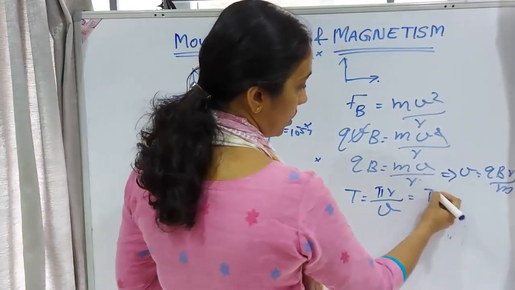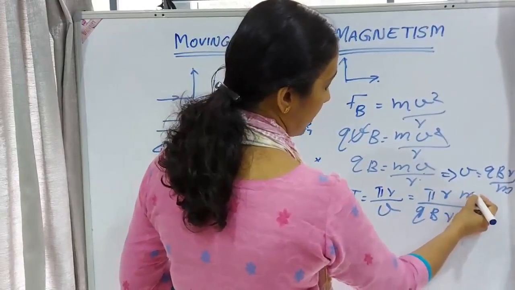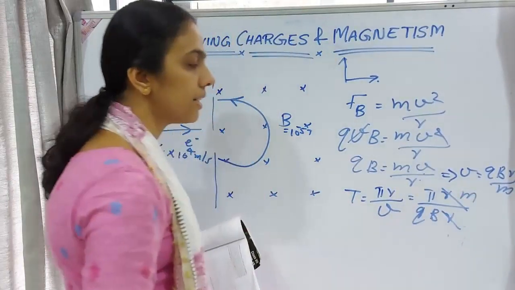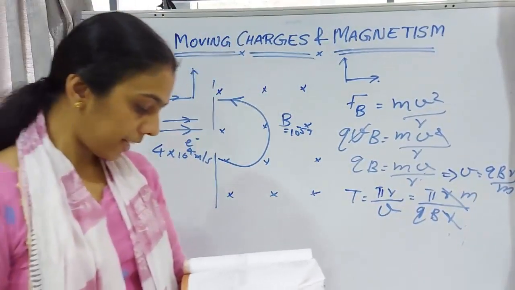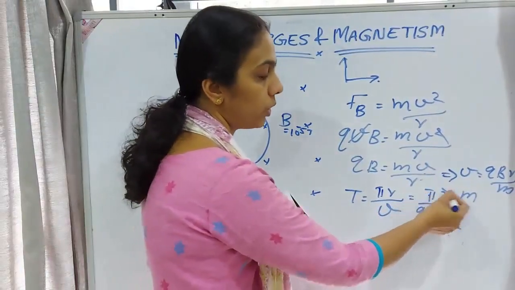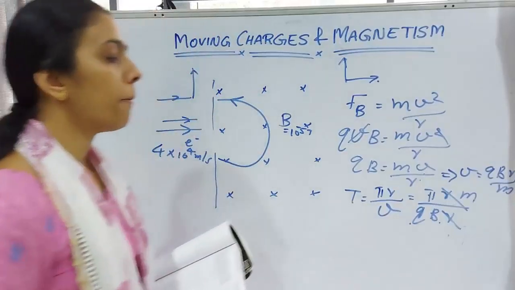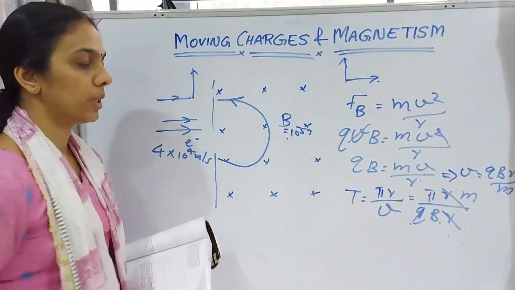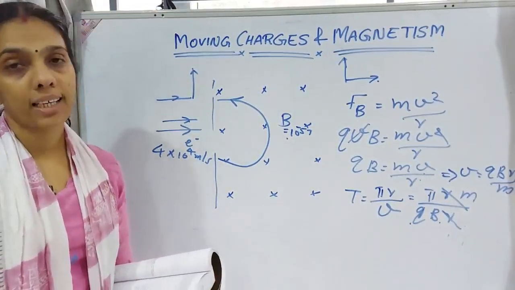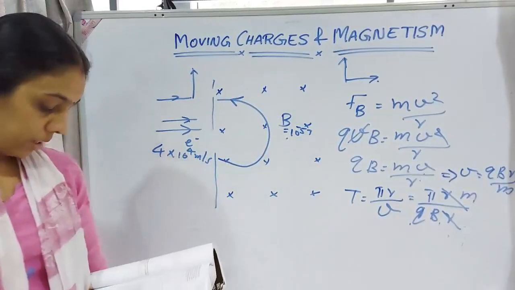Therefore, pi into r divided by qBr by m. m and m will get cancelled. See, we have the mass of electron, we have pi m divided by qB. Pi value we know, mass of electron we know, charge of electron we know, and the magnetic field value also we know. We can find out the time period. Okay, clear children, how we are finding out this value?